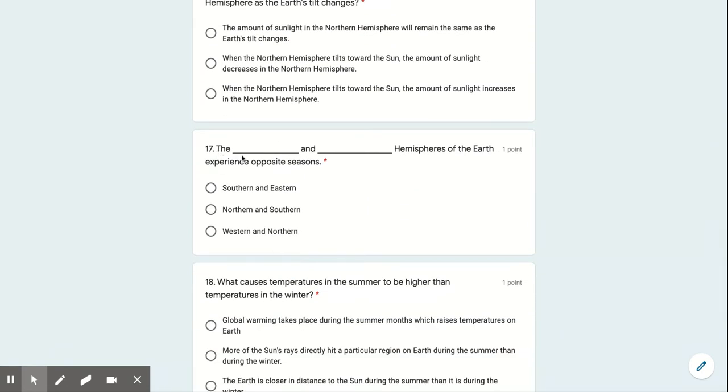17. The blank and blank hemispheres of the Earth experience opposite seasons. So do the southern and eastern hemispheres experience opposite seasons? The northern and southern hemispheres experience opposite seasons? Or the western and northern hemispheres experience opposite seasons?